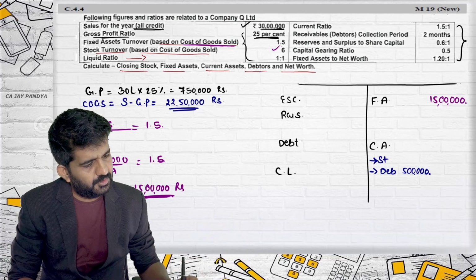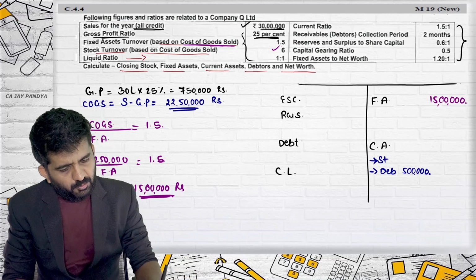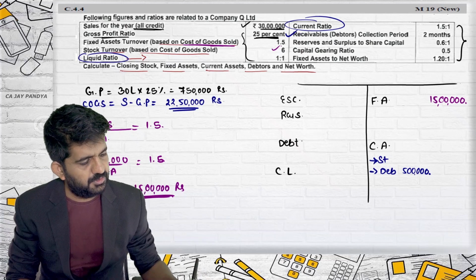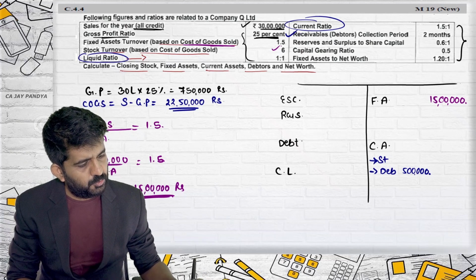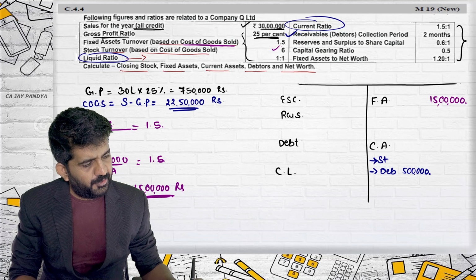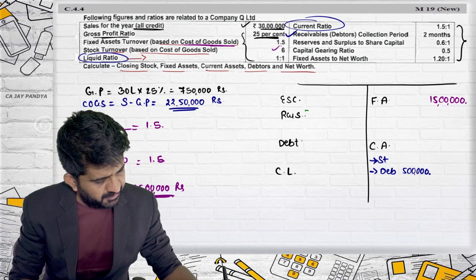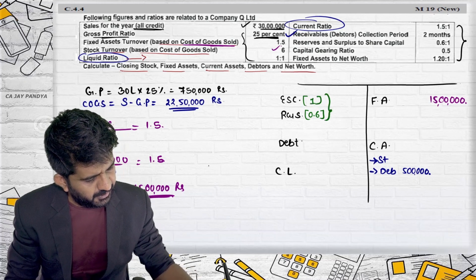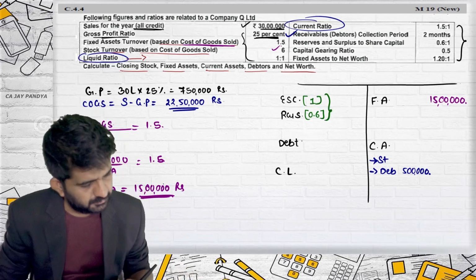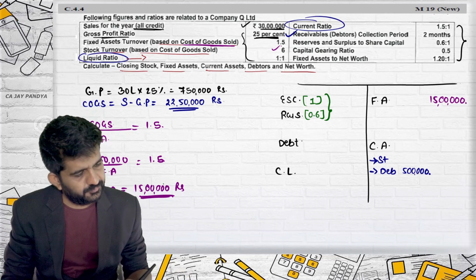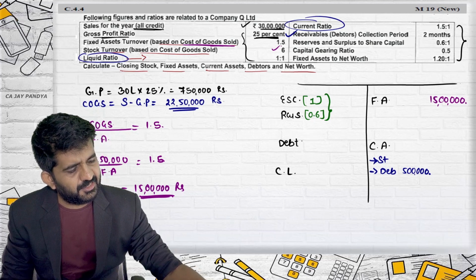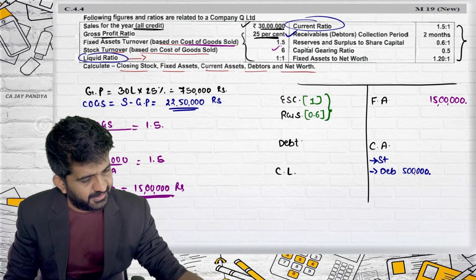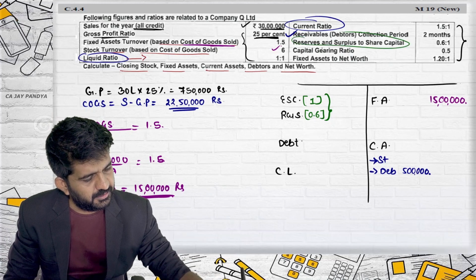Alright. So still we have not used liquid ratio, we have not used current ratio. Receivable we have used. Reserves and surplus to share capital is 0.6 is to 1. So the ratio between these two is 0.6 is to 1. Capital gearing ratio, we have learned this, will be coming to this, but still this is pending.